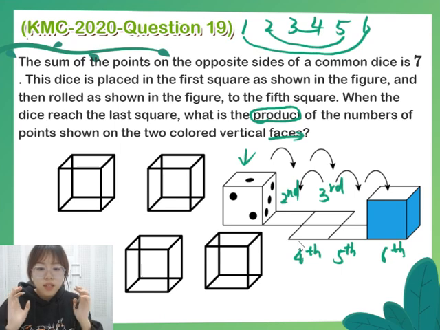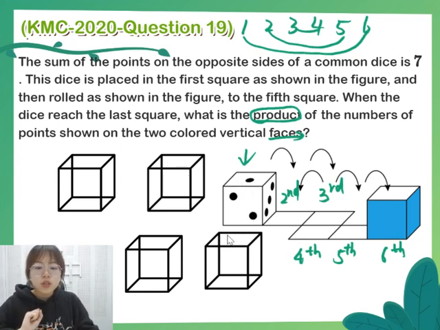So we just stare at this face, this 2, okay? We just stare at this 2. So let's think. When this 2 face is rolled to the second position, where is the 2? Very good. It doesn't change. Very good, okay?